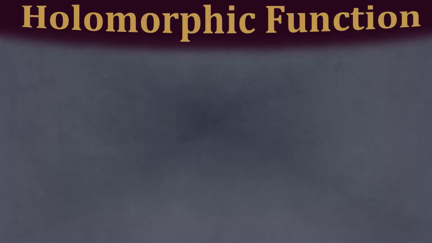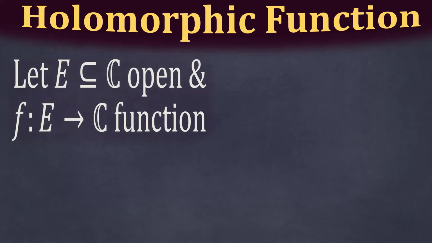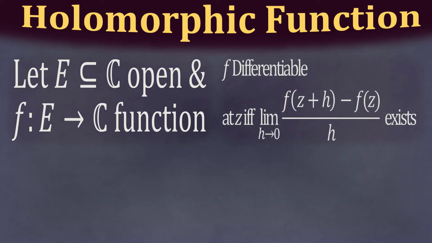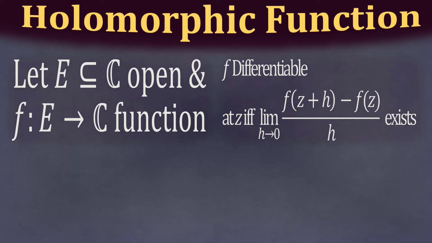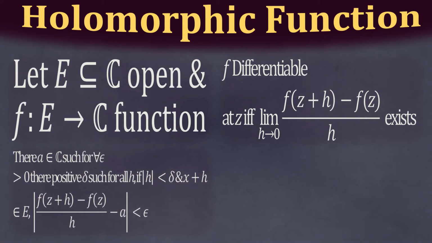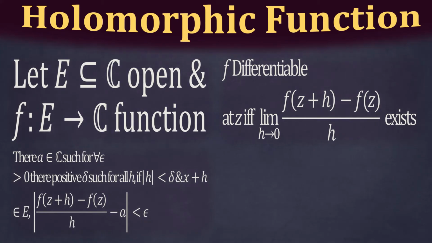Now, let's move on to defining a holomorphic function. Let E be a subset of the complex numbers which is open, and let f from E to the complex numbers be a function. We say that f is differentiable at z if and only if the limit as h approaches 0 of f of z plus h minus f of z divided by h exists. In other words, there is some a, a complex number, such that for all real epsilon greater than 0, there's a positive real delta such that for all h, if the modulus of h is less than delta and z plus h is in E, then the modulus of f of z plus h minus f of z divided by h minus a is less than epsilon.